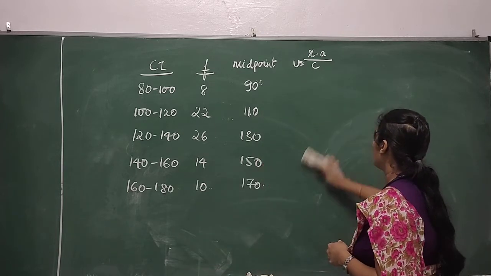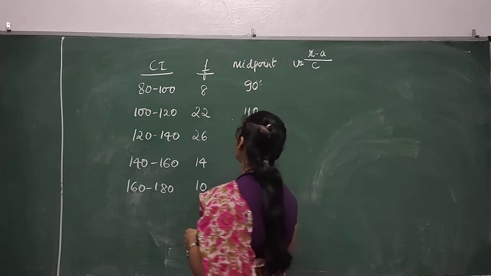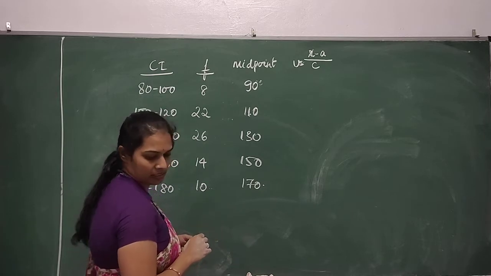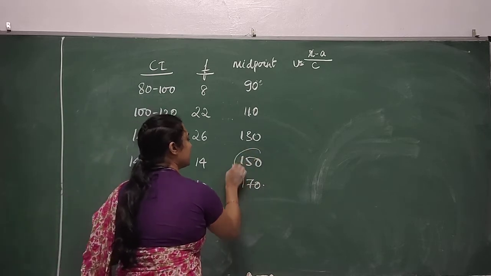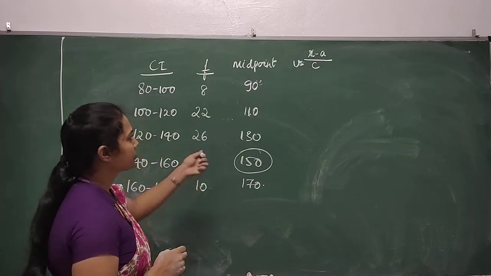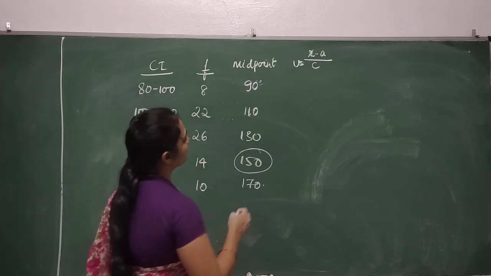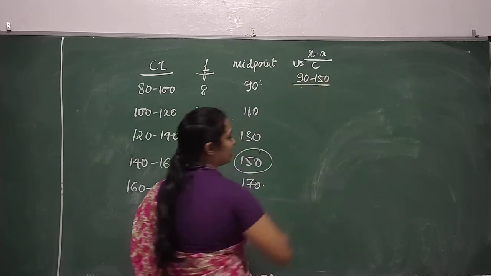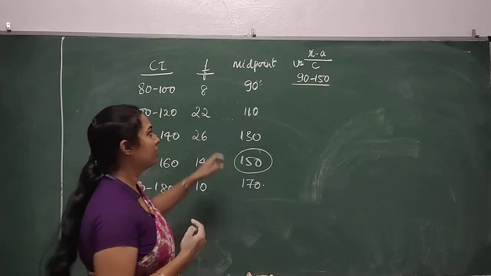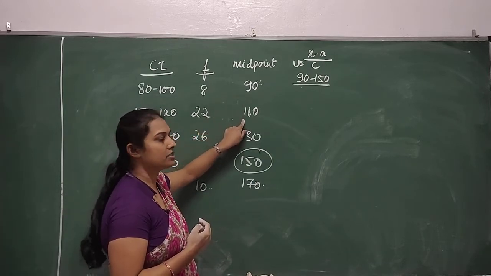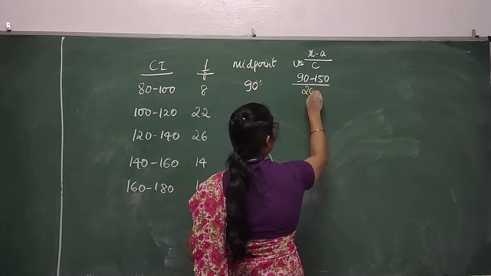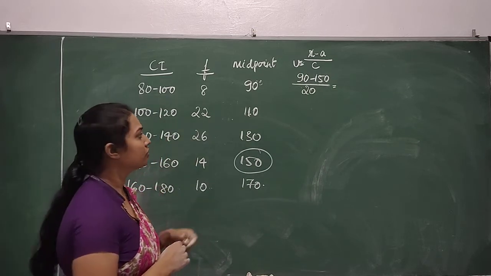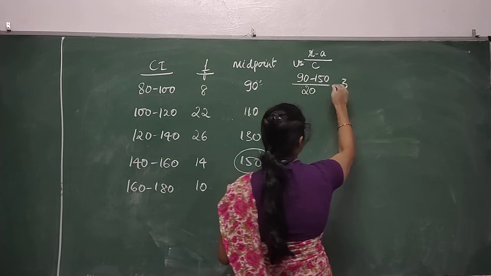Okay. Now, what is a? You can take any number from your x. This is your x. Any number you can take. In this particular problem, I will take 150 as your assumed mean. So what you will do here is, it is 90 minus 150 divided by c. What is c? The difference between two midpoints. That is 90 minus 110 gives you 20. So 90 minus 150 is equal to minus 60, and minus 60 divided by 20 gives you minus 3.